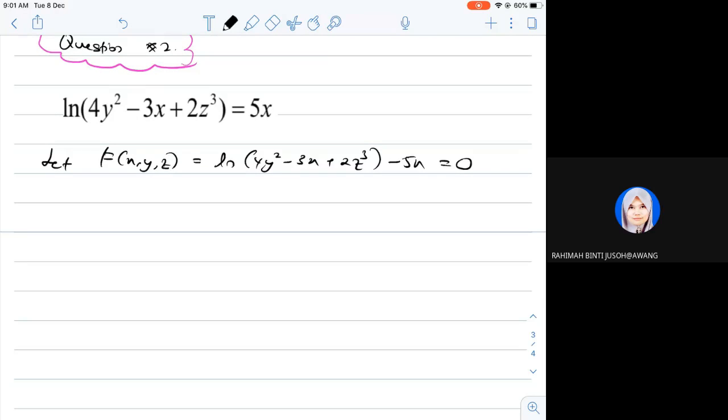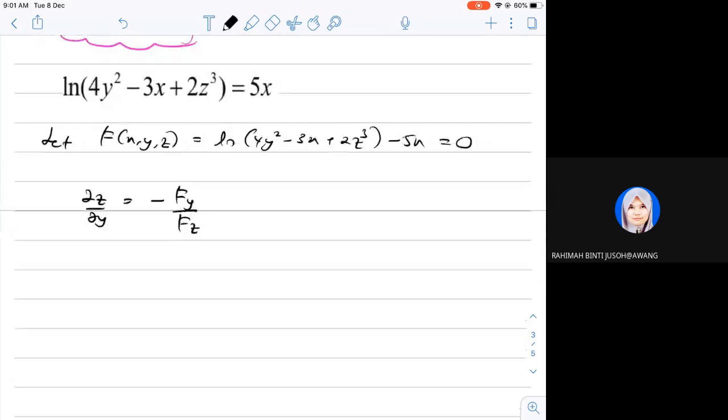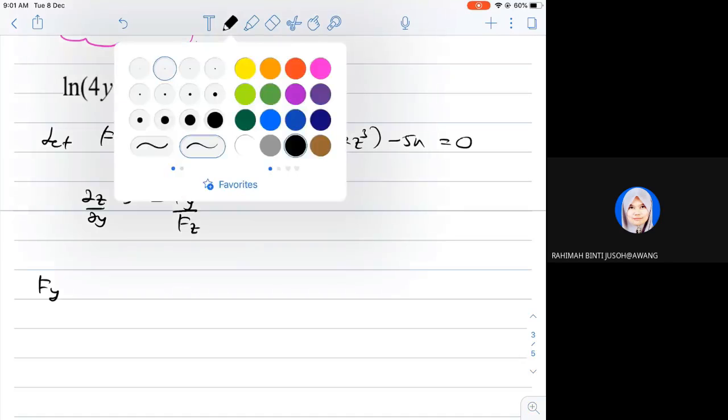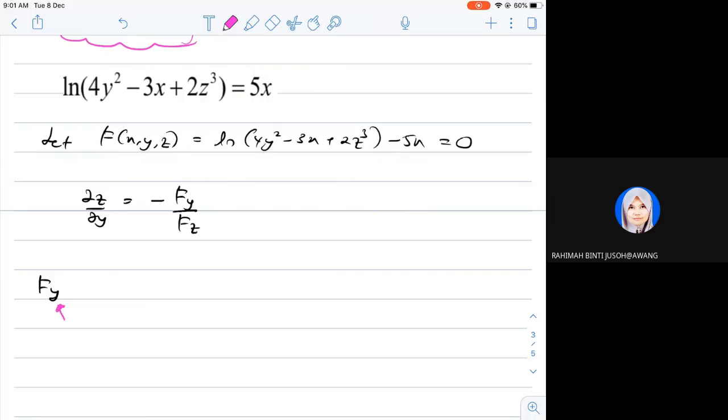Next, we know that del z over del y, the formula should be negative fy over fz. Okay, negative fy over fz. The position is flipped. So you have to find fy. When we differentiate with respect to y, what is the variable? Y, yes, Y is the variable.